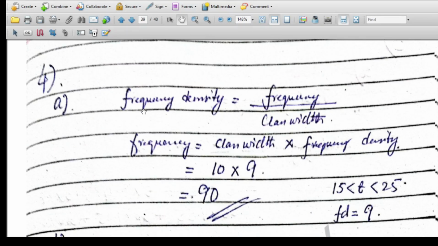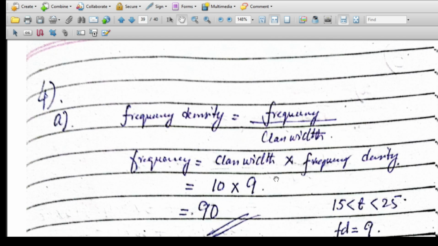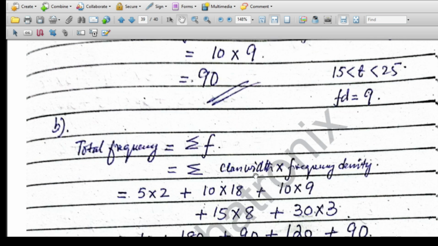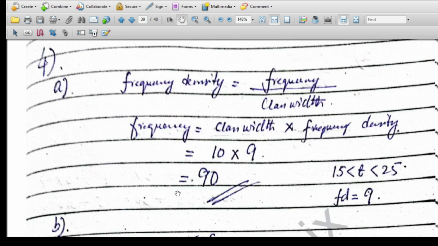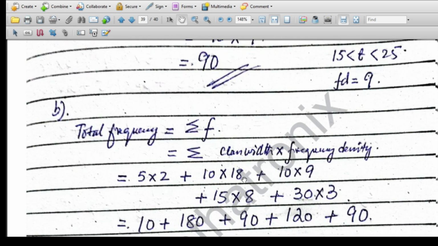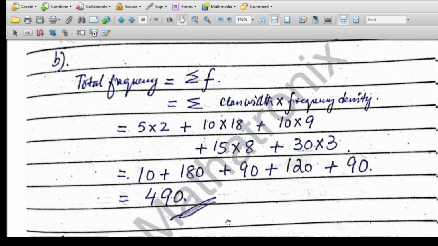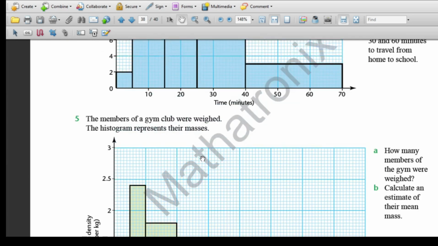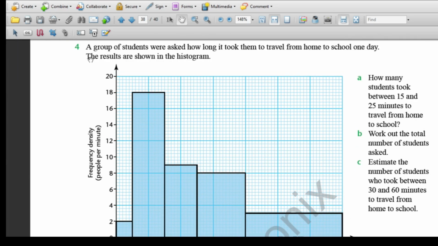In part A, the class width was 10 and the frequency density was 9, so 90 for 15 to 25 minutes. Total frequency: class width times frequency density for each band, 5 into 2, 10 into 18, 10 into 9, 15 into 8, 30 into 3. So we add all, and the total frequency is 490. So 490 students were asked how long they take to reach home, in different histogram bands, shown in this diagram in question number 4.